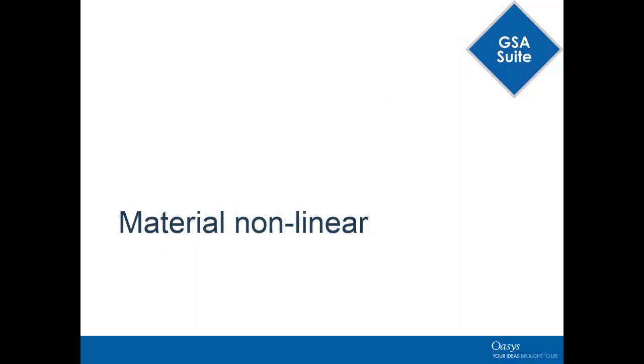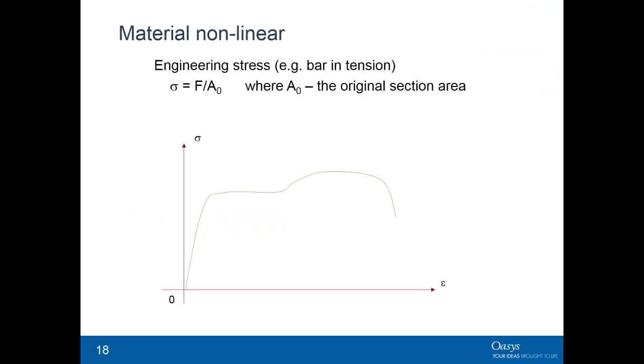Material nonlinearity. With real engineering materials, steel, etc., you may get a linear portion of the stress-strain graph, and then a yield point, some plastic yielding, and then possibly some strain hardening.